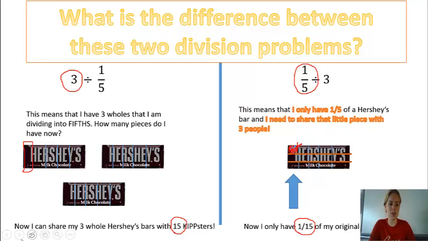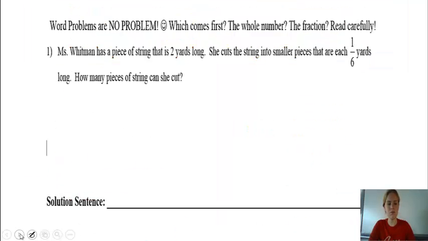Let's move on to some practice problems. So let's talk about Miss Whitman and let's see if we can solve this word problem. Miss Whitman has a piece of string that is 2 yards long. She cuts the string into smaller pieces that are each 1/6 yards long. How many pieces of string can she cut?